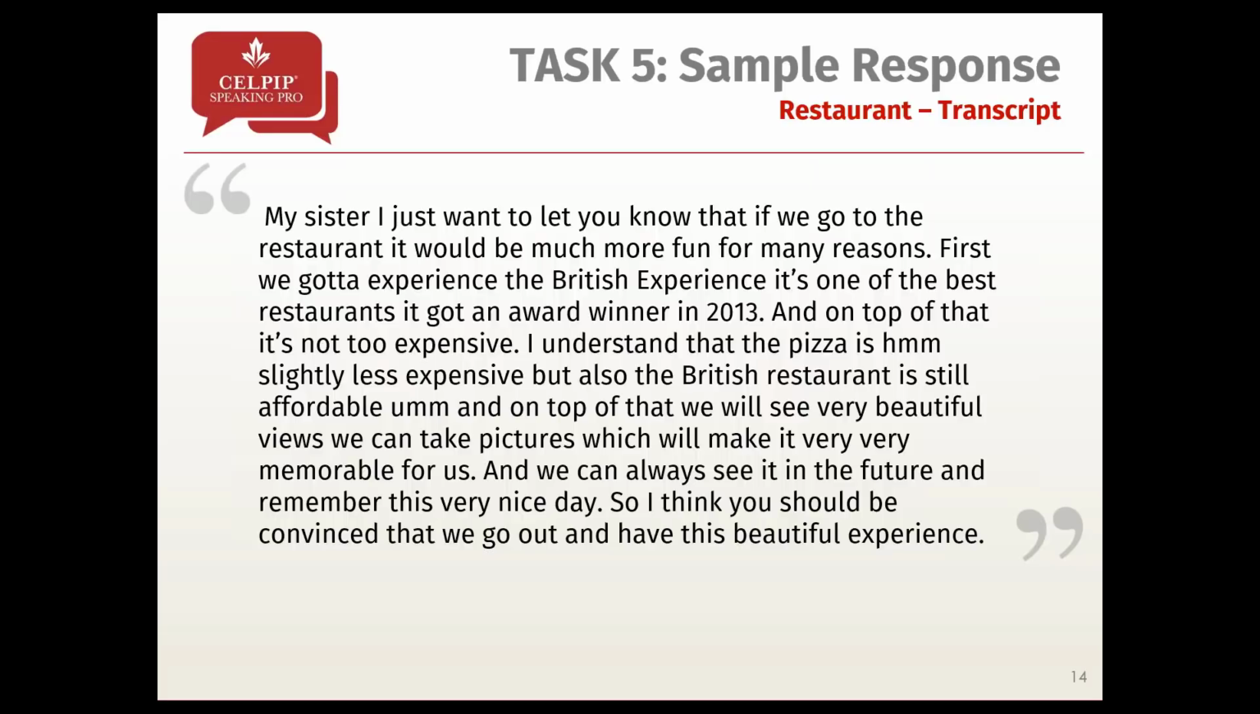Her vocabulary is a little repetitive. For example, she says best, on top of that, and expensive twice. But there are enough good expressions in here that she's kind of in the middle with her vocabulary. So for example, I think you should be convinced that. That's a very high level phrase, okay?